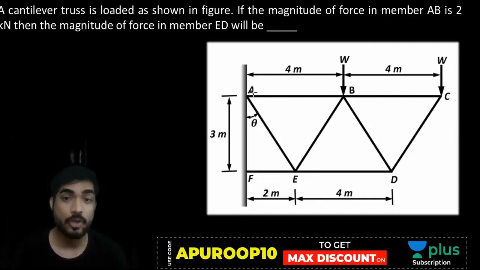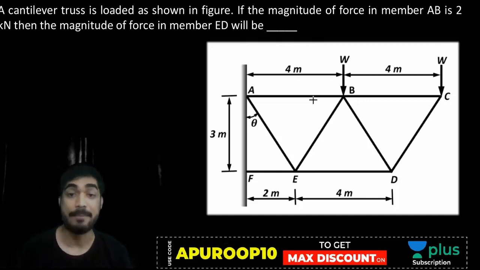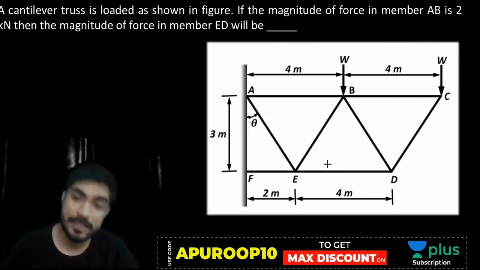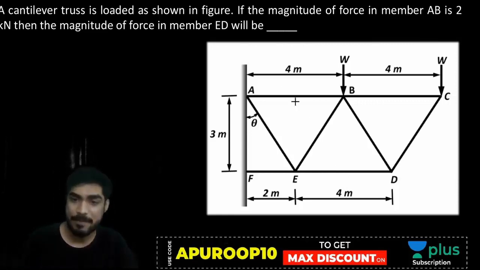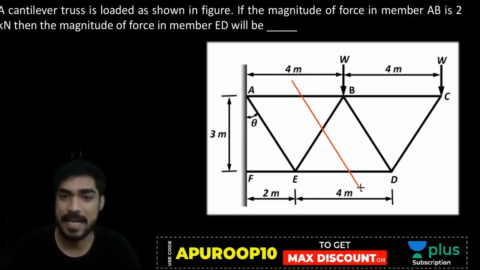So what you need to do is, first find the value of W using the force in AB, and then find the force in ED. In this problem, you have to cut AB as well as ED, because we know the force in AB and we need the force in ED. So cut this truss like this. AB should be cut, ED should also be cut.